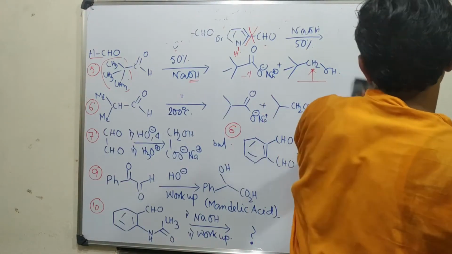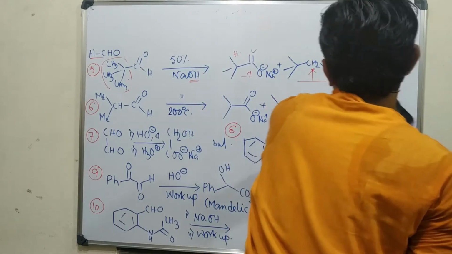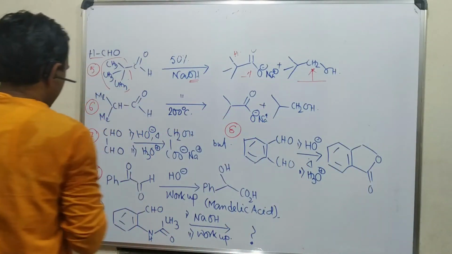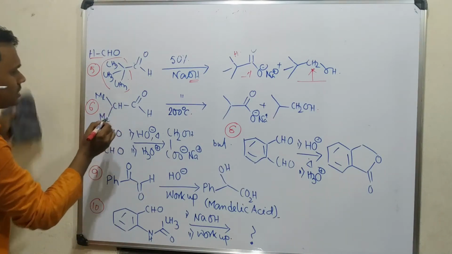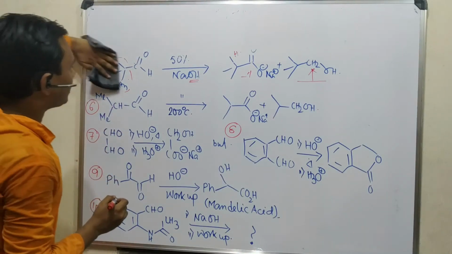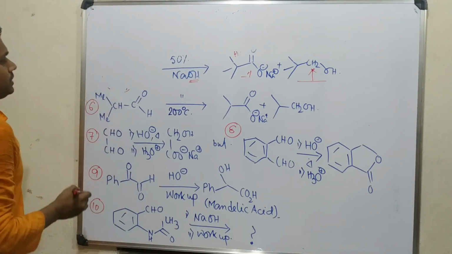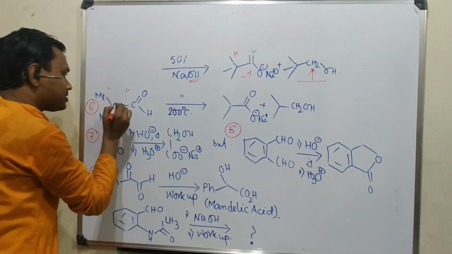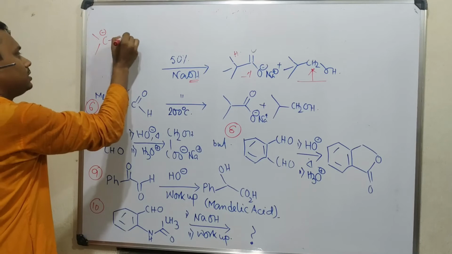Now the next example: you can see this has an alpha hydrogen. As per the basic condition of the Cannizzaro reaction, it should not have any alpha hydrogen, but this has an alpha hydrogen. So it is expected that this material will not undergo this reaction, but it does. Why? Because if this alpha hydrogen is there, what is the chance that this can produce this carbanion?